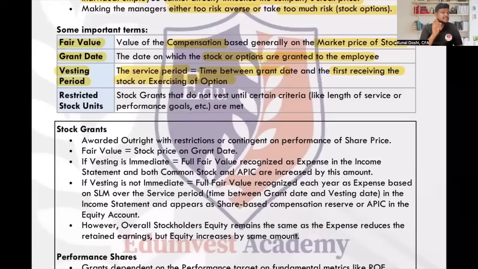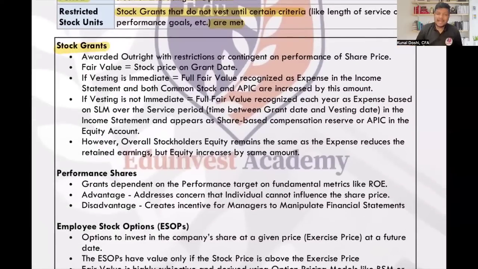Okay. Such stocks which are allocated to you, but you cannot sell them are called restricted stock units. These are stock grants that do not vest until certain criteria are met. So until that time period finishes or until that performance is achieved, till that you cannot vest or you cannot sell off these securities. Those are called restricted because they are conditioned. Understood? Now, let us understand what is stock grant, what is performance shares, and what is ESOPs.